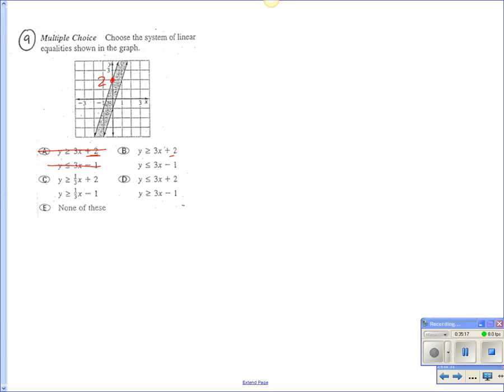Let's look at B for the 2. Is that a below sign? What about C? Is that a below sign for the 2? So the answer is D. Well, you could have went ahead and marked out C because both of them are solid. Yep.